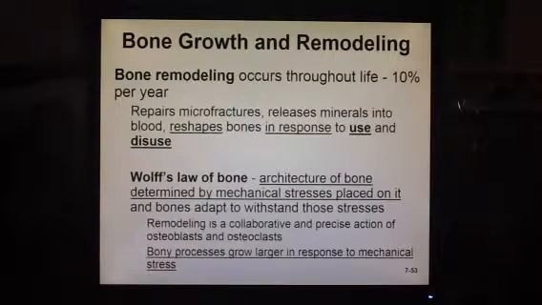So our bones are remodeled 10% per year throughout our life. This includes repairs and microfractures. We're going to talk about releasing minerals, but the bones reshape based on their use and disuse.